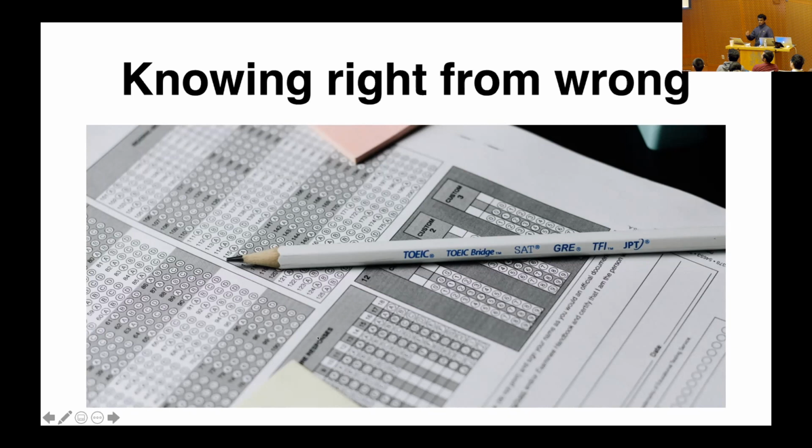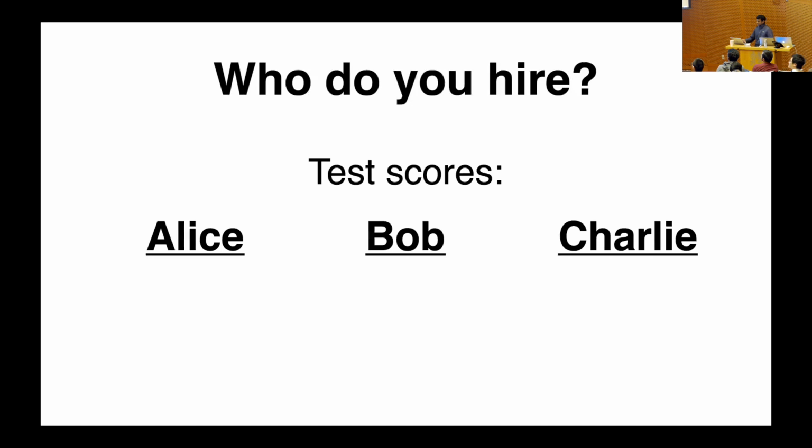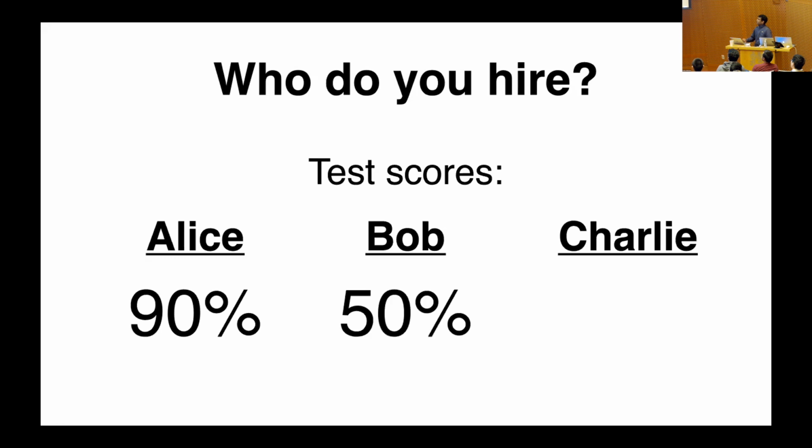So there's 2 choices per question. And I'm going to give you 3 candidate names. And I'm going to ask you, who do you hire for someone taking a test on the subject and you're hiring in this subject? So we have Alice, Bob, and Charlie. Alice gets a 90% on the test, Bob gets a 50%, and Charlie gets a 0%. Who do you hire? I'll give you 5 seconds to answer this question.